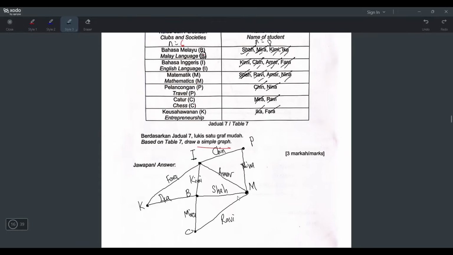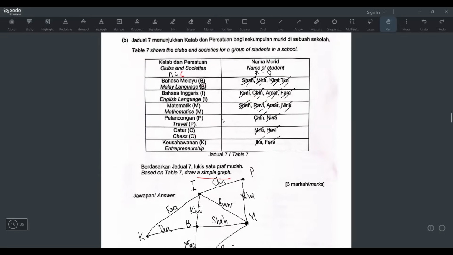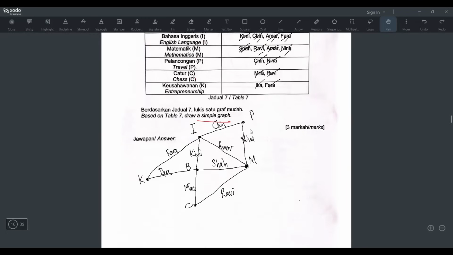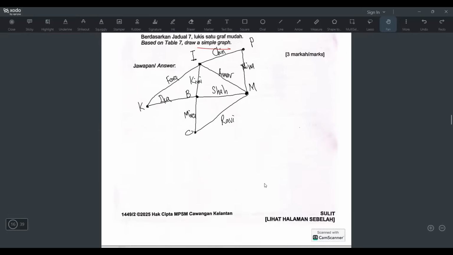If you don't write the name, then how you supposed to represent the apa? If you don't write the name, then you can't represent this table already. Yeah, you have to make sure you write the name for the edge on the edges, and make sure you write the club for the vertex. Okay, this work 3 marks, so that's all.